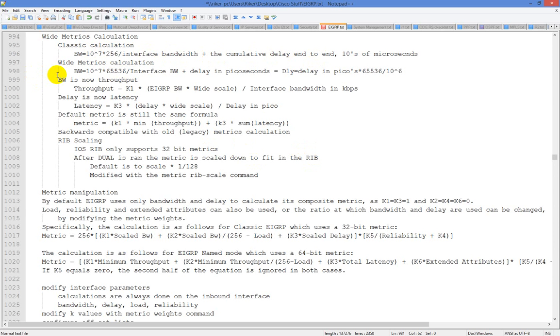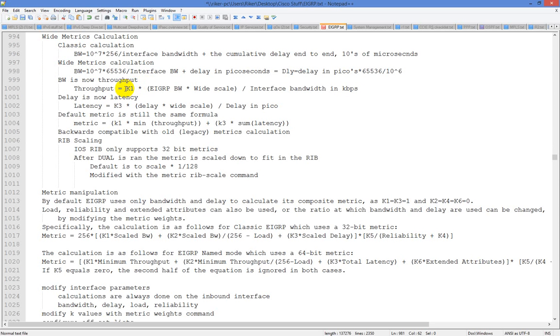Now, with wide metrics, you're actually swapping out 65536 for 256. So it's the same basic breakdown, except your delay is in picoseconds. Delay in picoseconds is 65536 divided by 10 to the 6th. And now bandwidth is actually throughput.